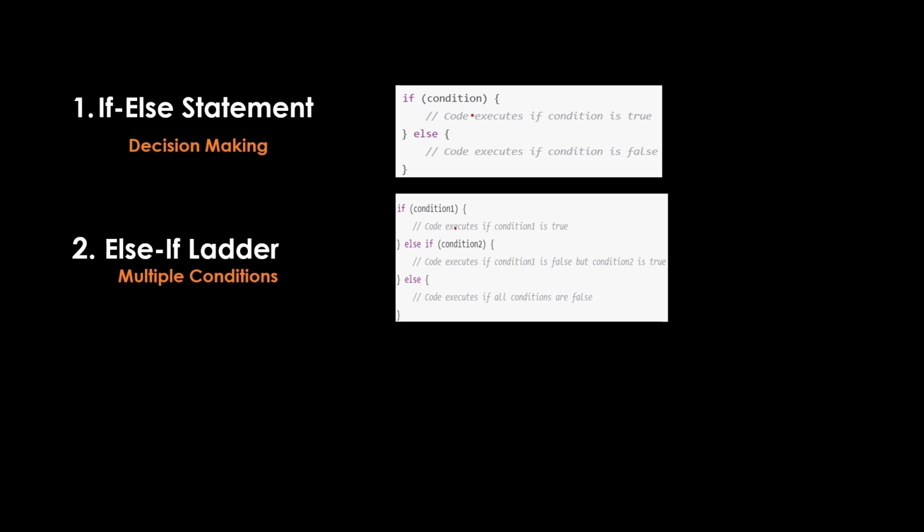So if condition 1 is true, execute this, or else if condition 2 is true, execute this, or else the last would be the else block.